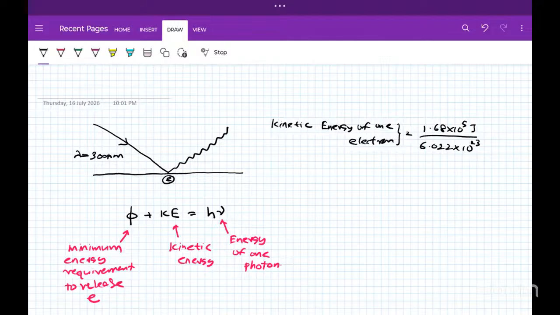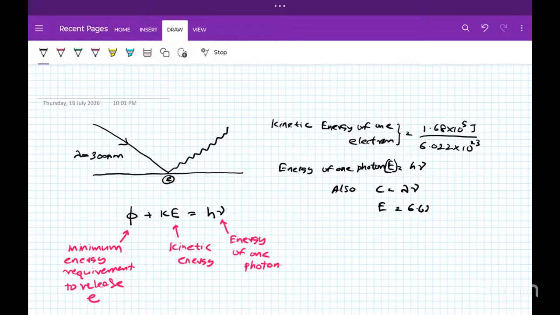And also we can calculate energy of 1 photon. Energy of 1 photon E is equal to h nu. Also we know C equals lambda nu. C means the speed of light. So E is equal to h, which is 6.626 into 10 to the power minus 34, into C divided by lambda.